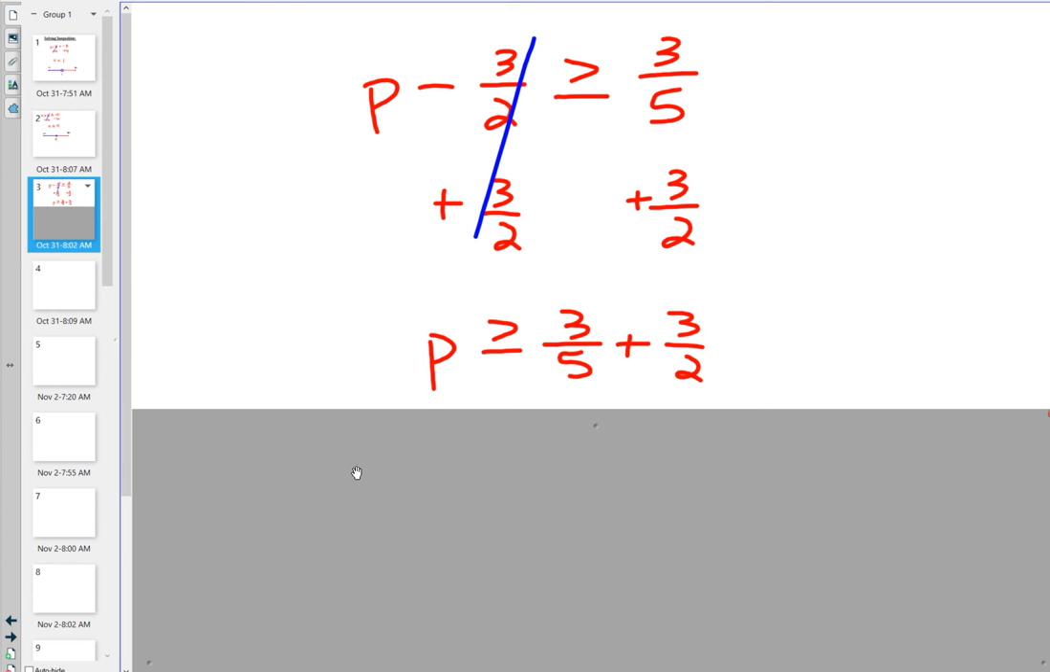What's the LCD of 5 and 2? What is the LCD? What is the least common denominator of 5 and 2? 10. Thanks, Nuha.